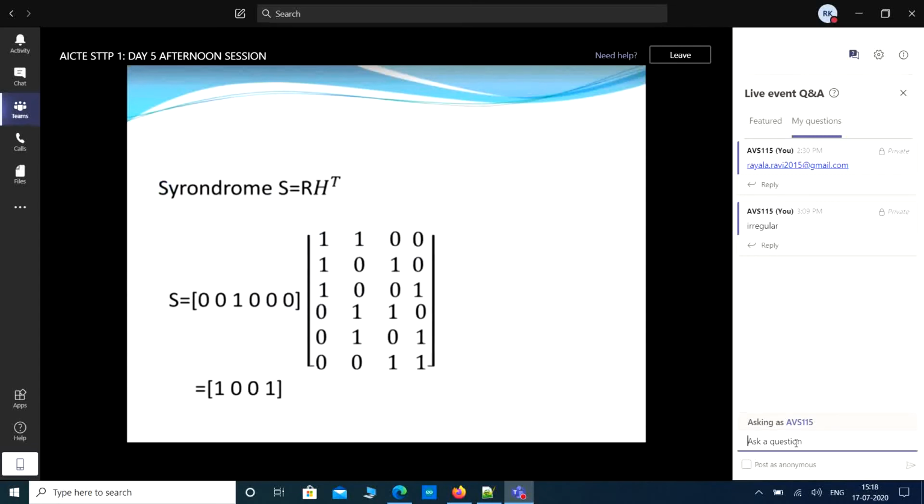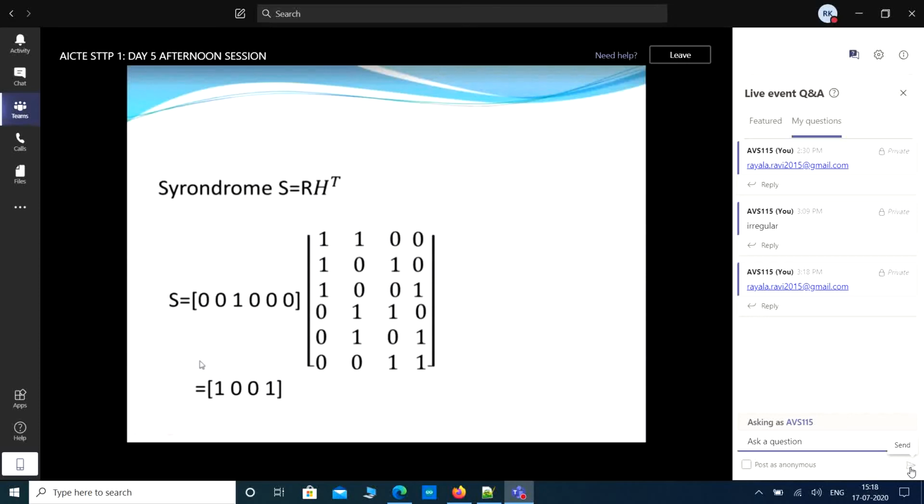So this is transpose of H. So transpose of H multiplied with the received code word. The received code word is 00130 multiplied with the H transpose matrix. Like this is multiplied with the first column plus modulo 2 addition. So find out the syndrome. Syndrome S is equal to 1001.